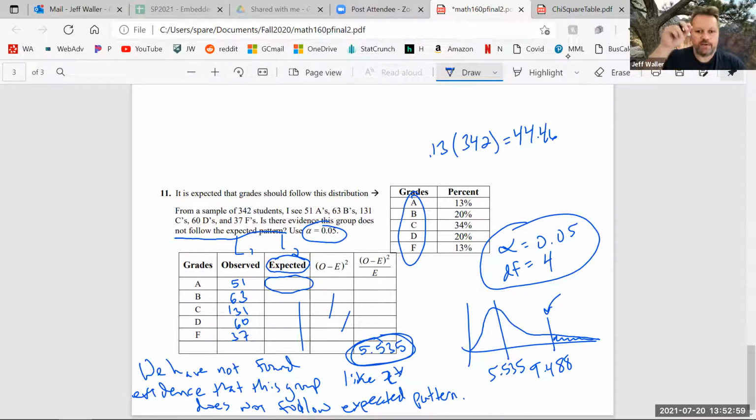Now the double negative, this is why English has finally come around and said we're fine with the double negative, because sometimes it means something. If I take both my negatives, did we find evidence that the group does follow the expected pattern? No, we didn't. That's impossible to do. We just haven't found enough evidence to say that it doesn't.